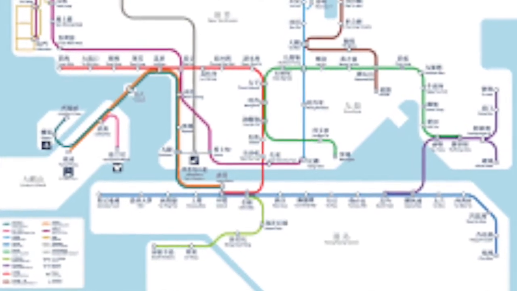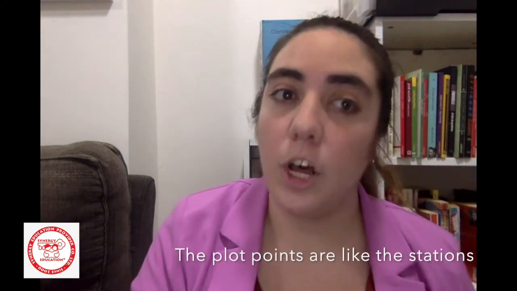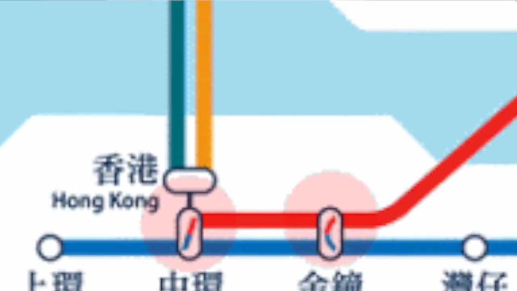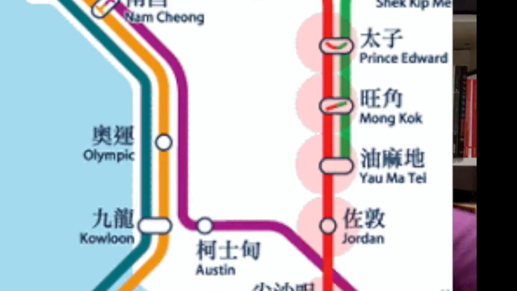The major plot points are like, think about the MTR, yes? So our story is like the MTR line, yeah? It keeps going forward, forward, forward, forward. And the plot points are the MTR stations. So if our story was, for example, the red line of the MTR, you can't go from Central to Tsuen Wan without stopping at Tsim Sha Tsui, Jordan, Yau Ma Tei, Mong Kok, Prince Edward, Sham Shui Po, etc., etc. Yes? That's how our plot points work.